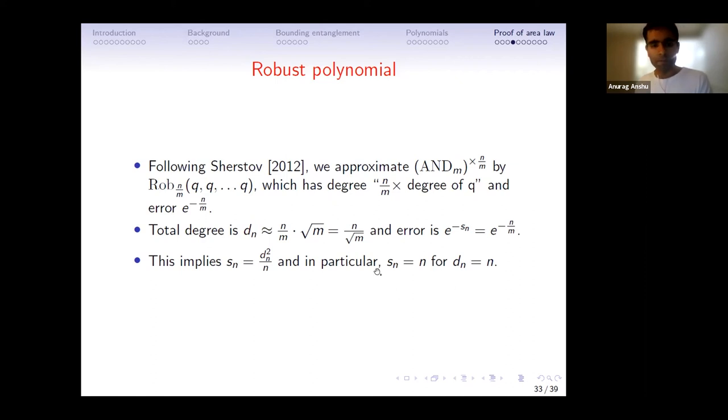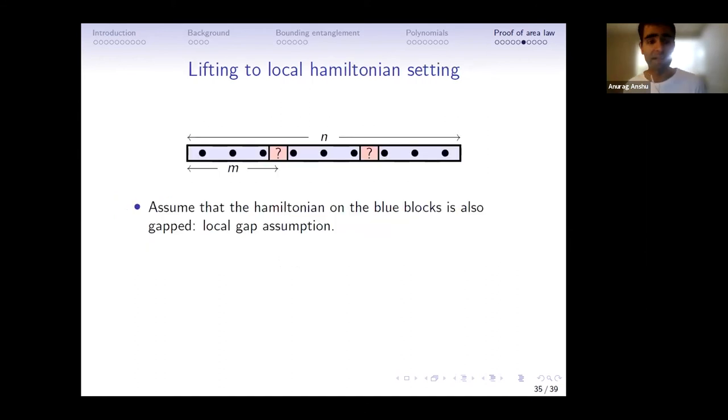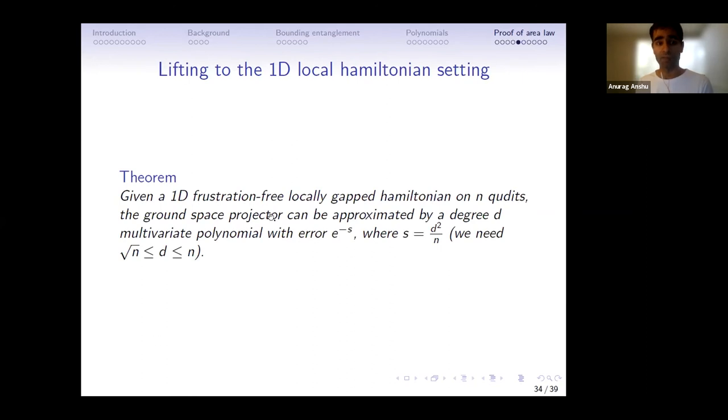So we'll do this thing. If you notice, nothing was assumed about the integer spectrum, and that's a good observation, I guess. And this exactly works in the case of 1D Hamiltonians. So our key technical theorem is that given any 1D frustration-free locally gapped Hamiltonian on n qubits, the ground space projector can be approximated by a degree d multivariate polynomial with error exponentially small in s, where this behavior d squared over n basically holds, just like this super Chebyshev behavior. One technical point is that we need d more than root n and less than n, which was also happening so far. So let me spend some slides expanding on how this works and why it only works for 1D.